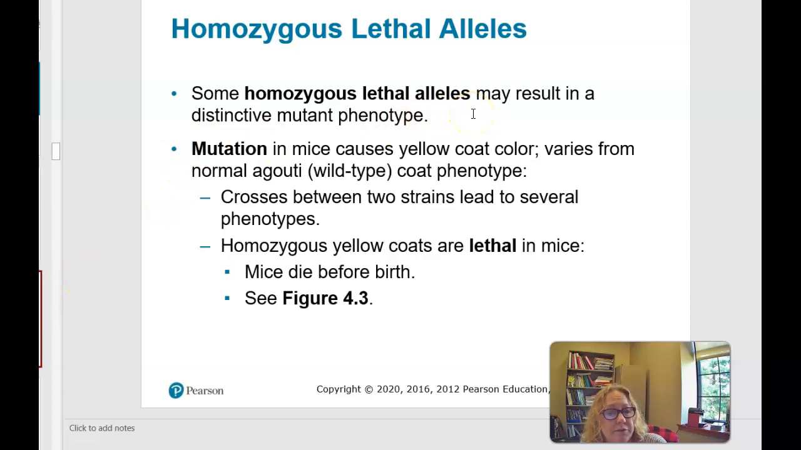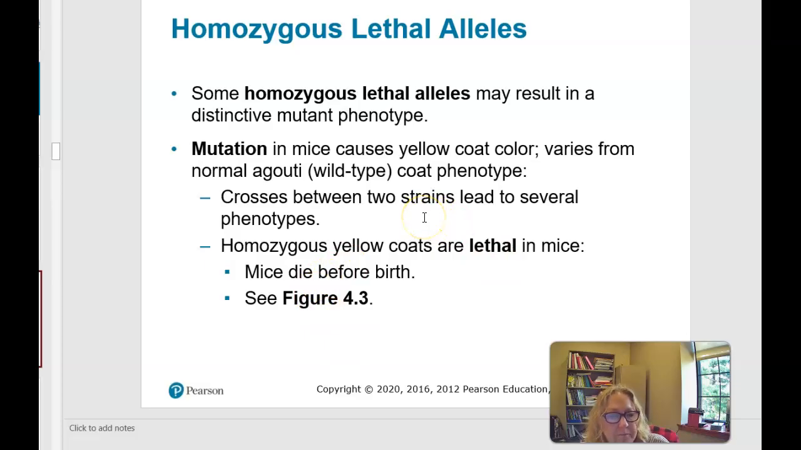Homozygous lethal alleles may result in a distinctive mutant phenotype in which there are no homozygous recessives. Like, they don't exist. You're like, what is happening? What's happening is it's a lethal allele. So if you have little a, you don't survive. The embryo can't grow. So you will see this again when you're looking at a pedigree.